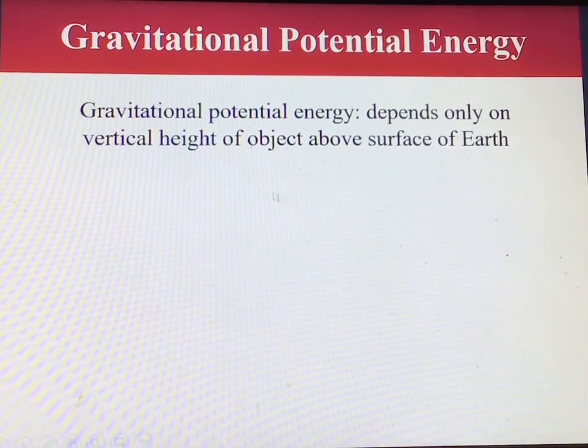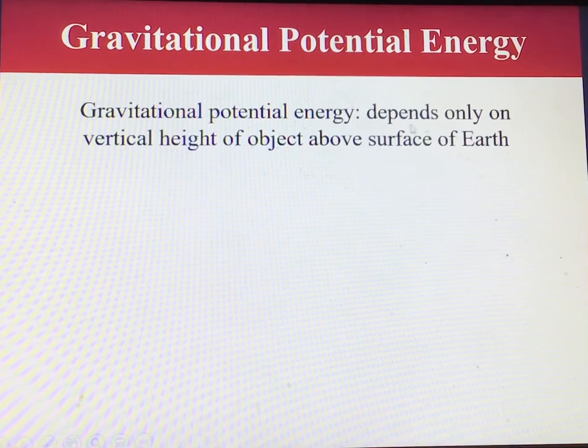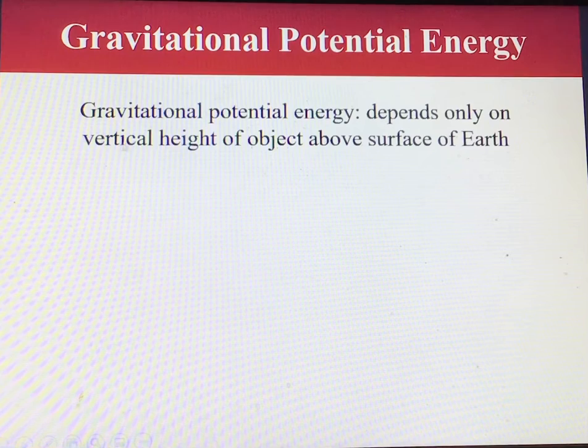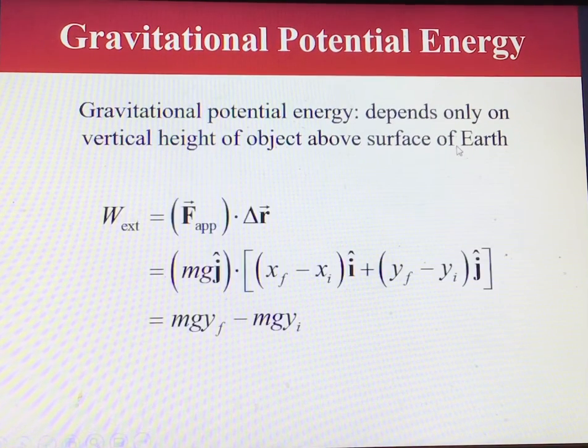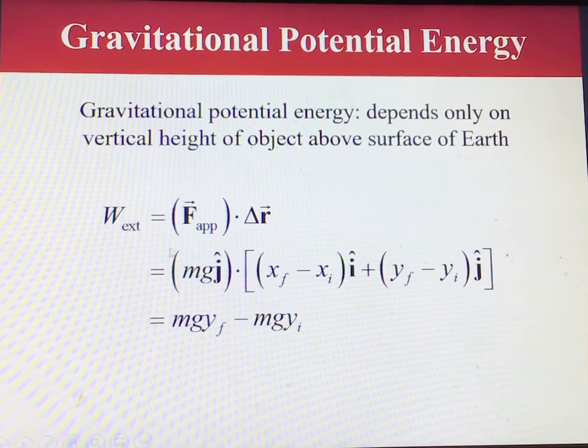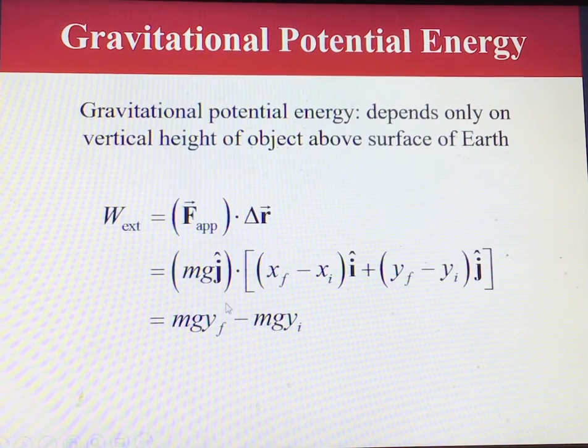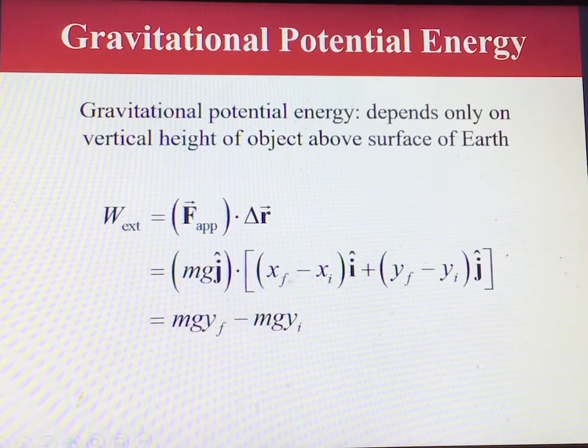So something that we're going to remember here is that the gravitational potential energy only depends on the vertical height of an object above the Earth's surface. So again, we can write down our work done as just a change. So when we move something in the vertical direction, the x final and the x initial do not change. So I'm only looking at the change in the y direction.